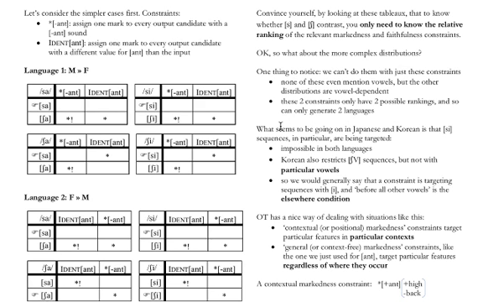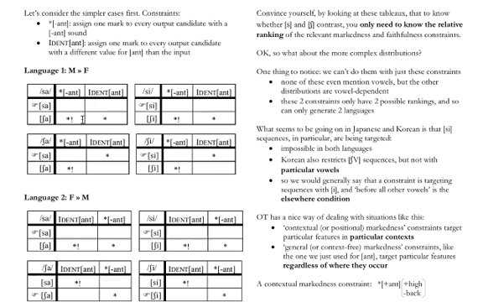Okay, so what about the more complex distributions? Well, it should be clear already that we're not going to be able to do those with only these two constraints, right? Because neither of these constraints even mentions vowels, but the other two distributions we looked at in Japanese and Korean both depend on the following vowel.